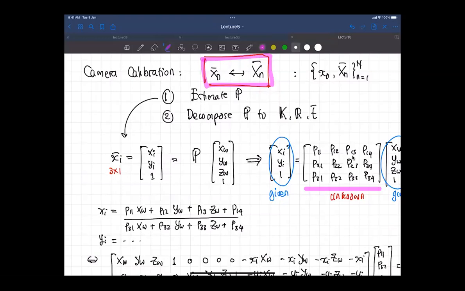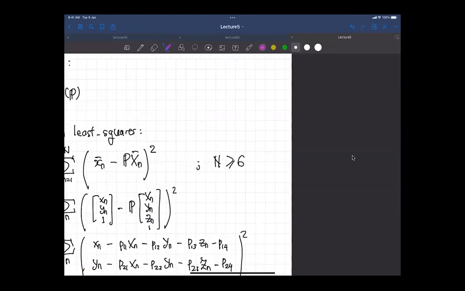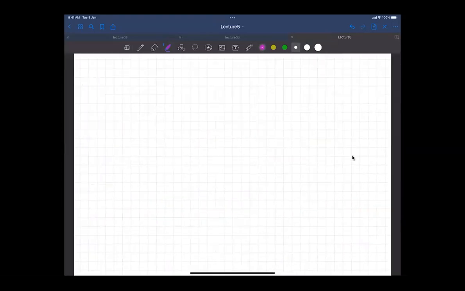What kind of board do we need? Yes, a checkerboard. What I mean by checkerboard is somehow a calibration board, actually.